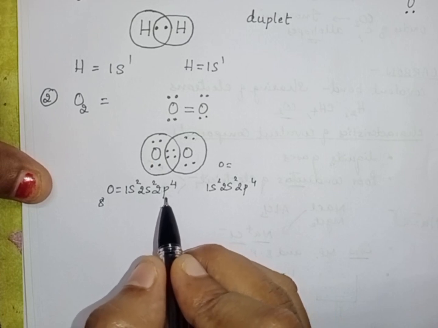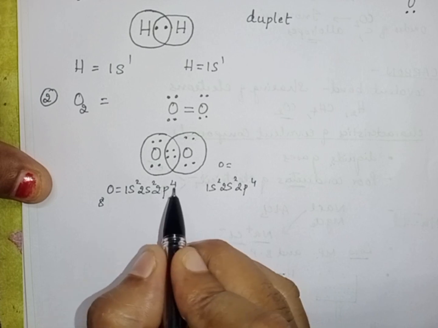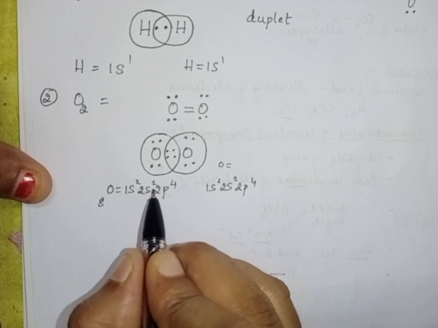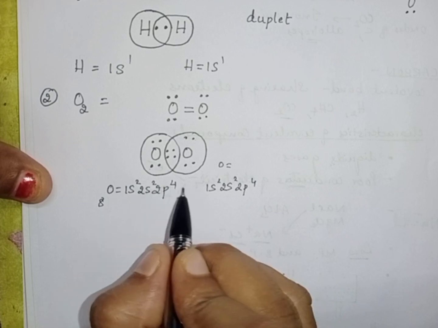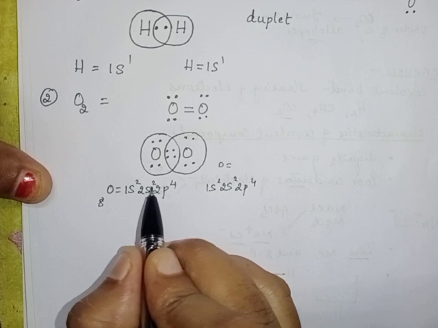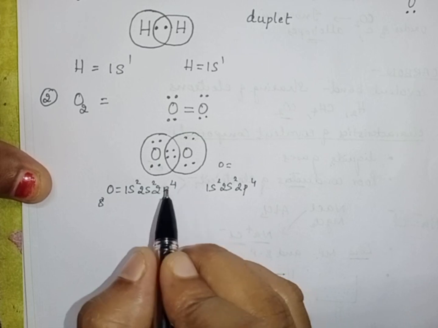It requires 4 more electrons. Correct? 4, 5, 6, 7, 8. It requires 2 more electrons. Sorry, it requires 2 more electrons. No, already 6 is there. 2 plus 4, 6 is there. So it requires 2 more electrons.